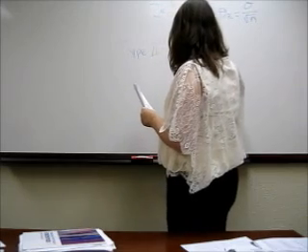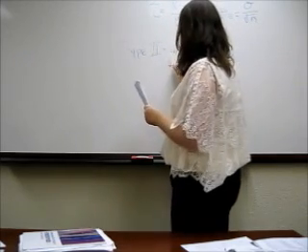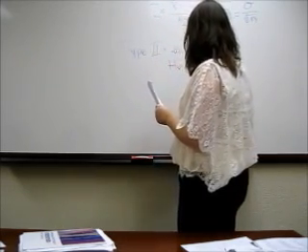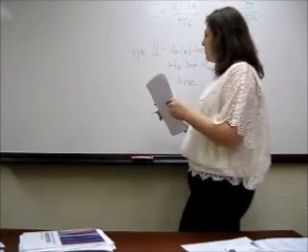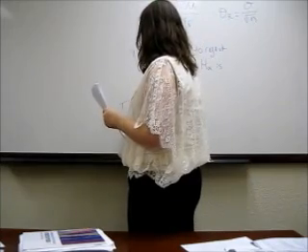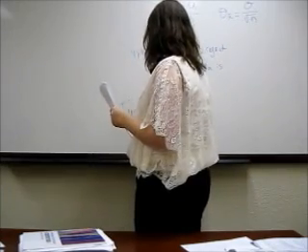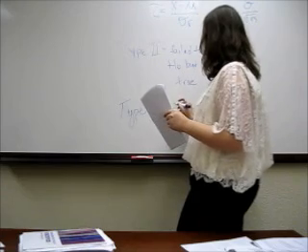Failed to reject, but this is true. Which means, what's a type 1 error? You reject the null, but it's actually true.